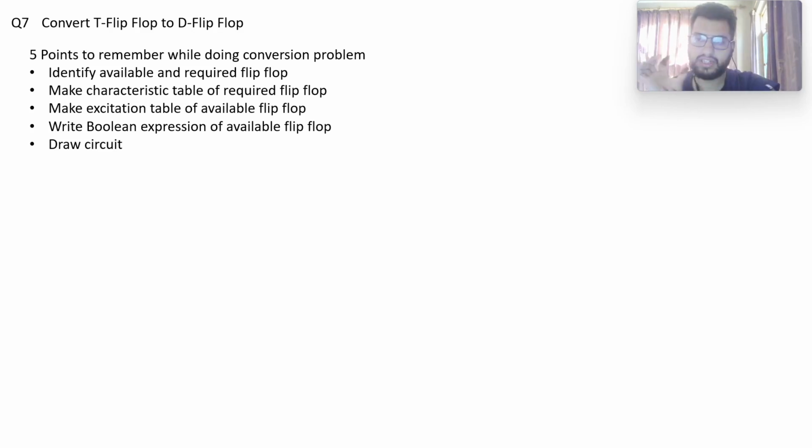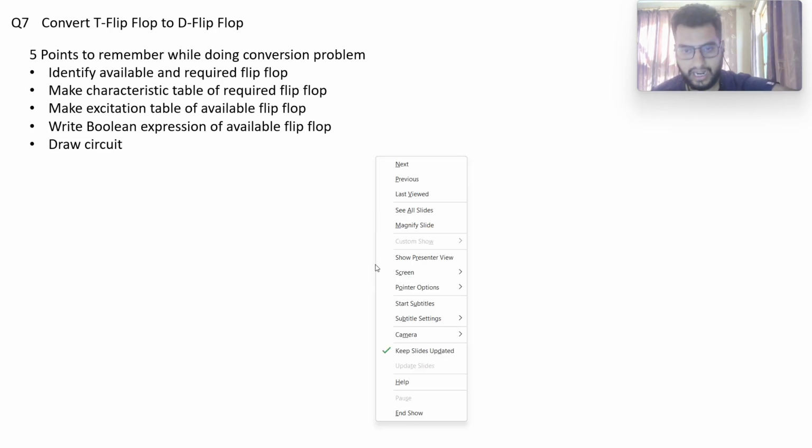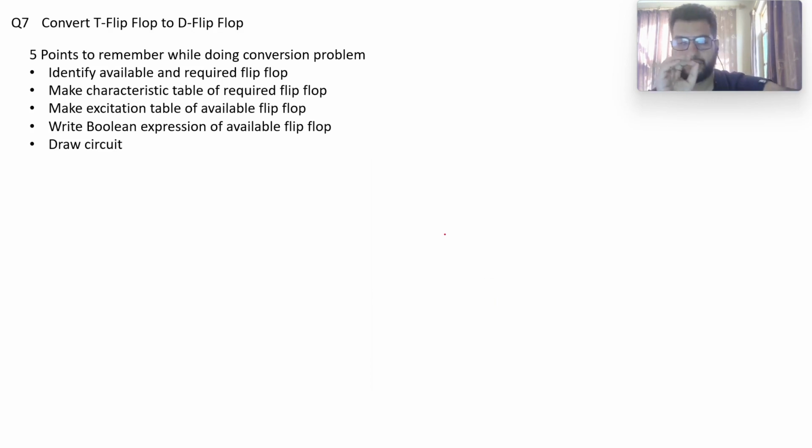Once we have the Boolean expression of the available flip-flop, then we can use that Boolean expression and draw the circuit which will give us the final answer. So before we proceed, I'll again read these 5 points. And these are quite important. Whenever you are doing these sequential circuit problems, in terms of the theoretical exams, you'll definitely get one type of problem based on conversions. At least from my own experience, you will get one problem based on the conversions while appearing for your semester exams.